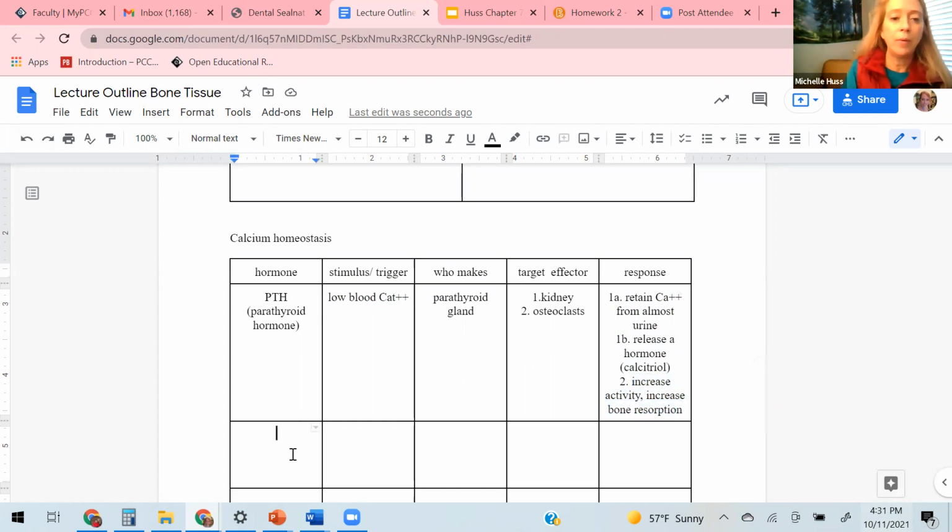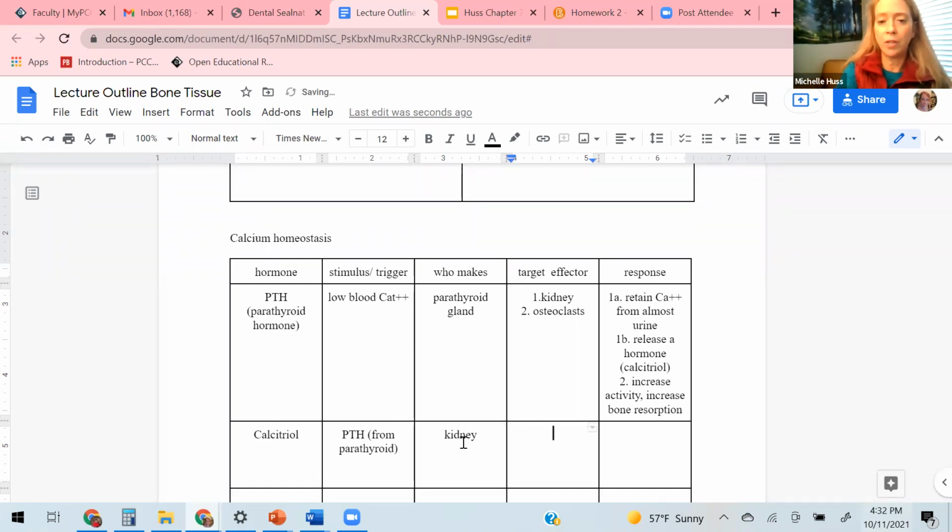Good. All right, the next line we already know has to be calcitriol because we already said that the kidney was going to release it. The kidney releases it in response to PTH. Now, the kidney does not care that you have low blood calcium. It only cares about PTH. It can't detect if you have low blood calcium. It has a little receptor that says, oh, okay, PTH, cool. Who makes it is the kidney.